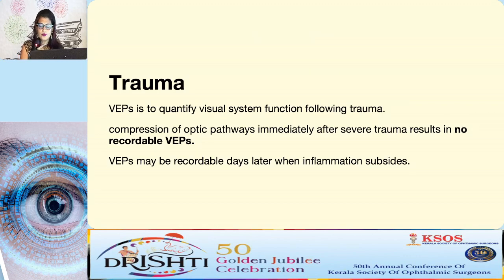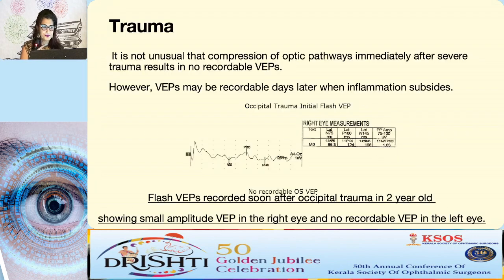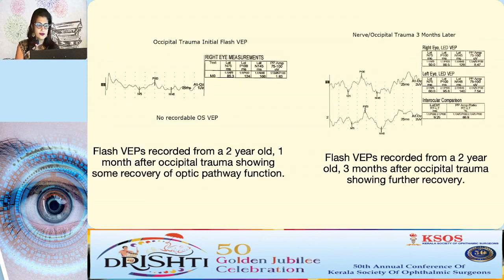In trauma, what do we do? Use it in trauma for traumatic optic neuropathy. Immediately after severe trauma, if you have traumatic optic neuropathy, you can get no recordable VEPs. However, sometimes it is because of the inflammation. So when you're doing it immediately after trauma, it should be interpreted with a pinch of salt, and you should repeat the VEP. Do not write off the optic nerve without repeating the VEP maybe a month later, because once the inflammation subsides, some amount of optic nerve function may come back. So even if the VEP is unrecordable, we can go ahead and repeat it later.